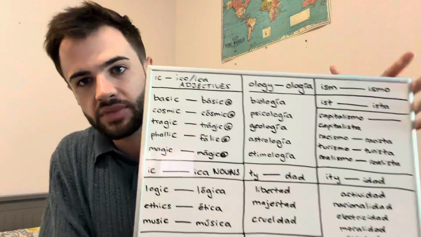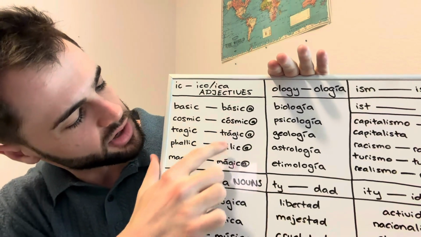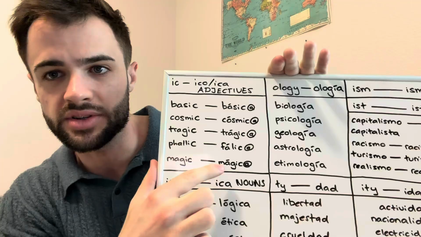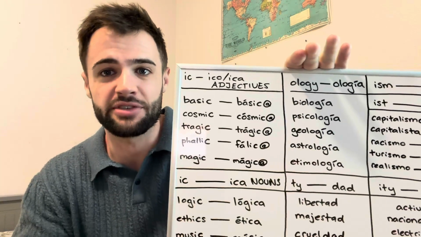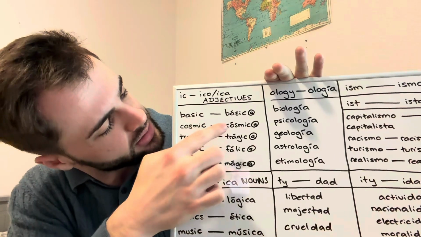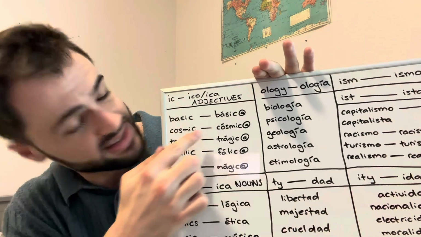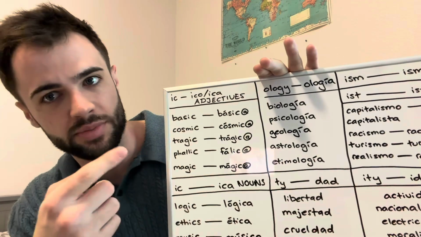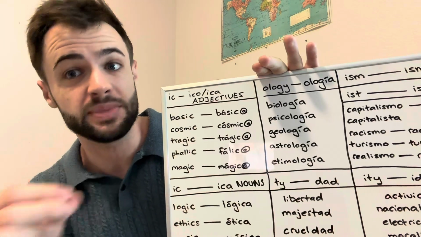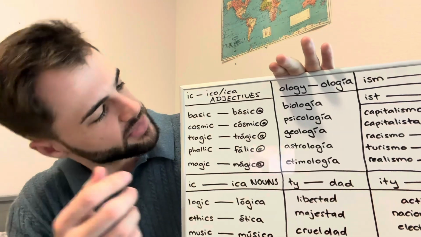Side note. You'll also notice that in this example, there is a tilde, an accent mark, above the first syllable of each of these words. And it's because, very conveniently for Spanish learners coming from English, the syllable that you stress is going to be the same. So basic, básico, cosmic, cósmico. It makes it very convenient for us.